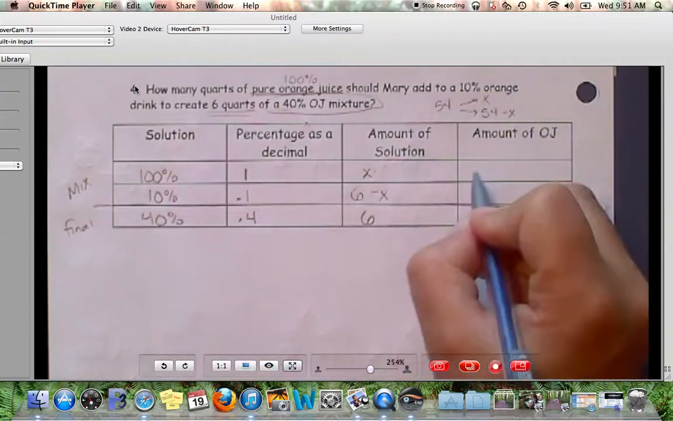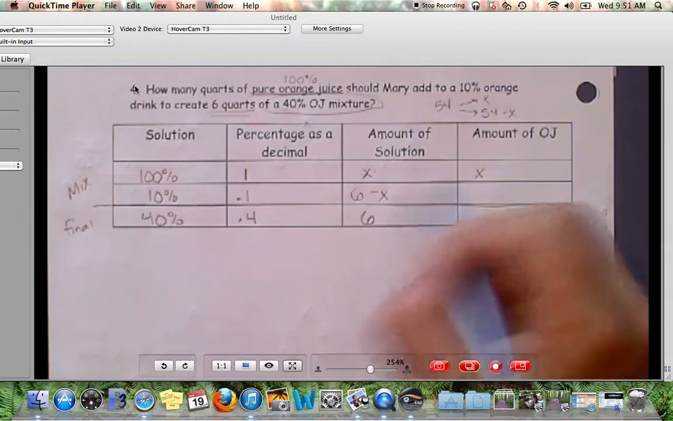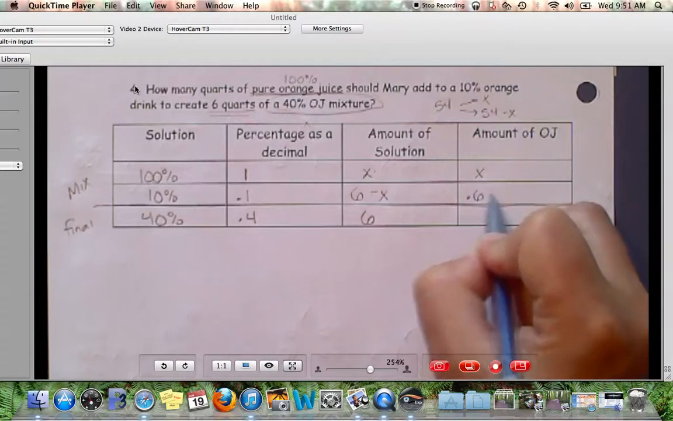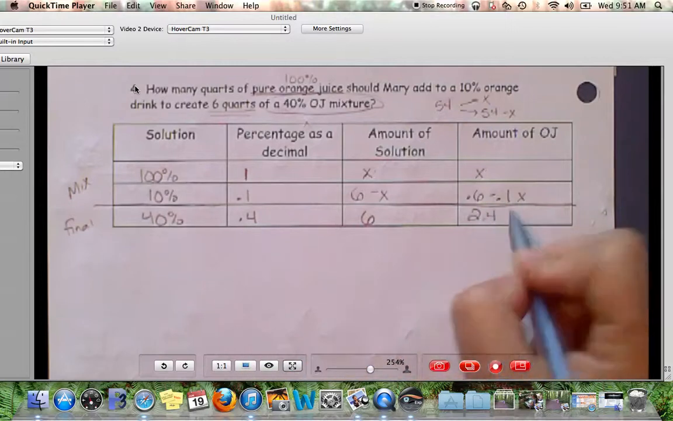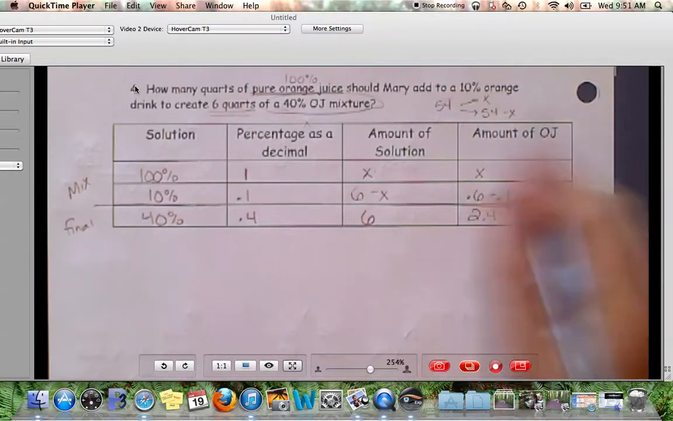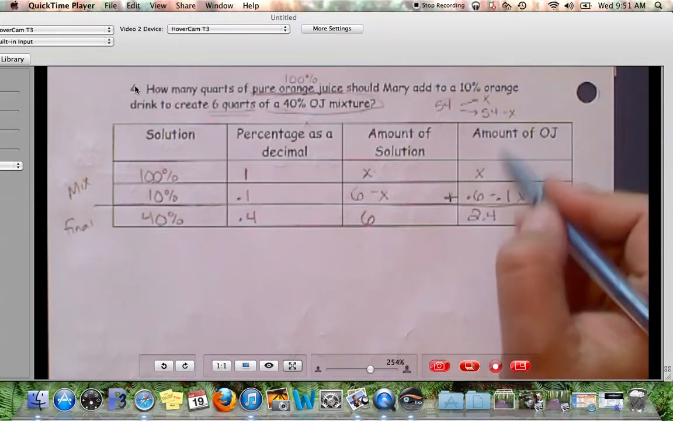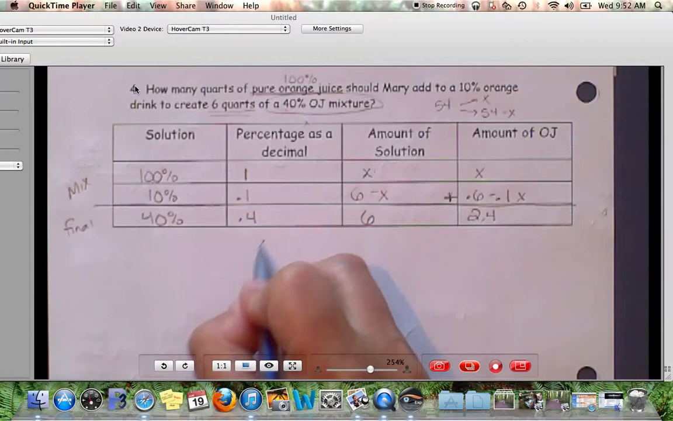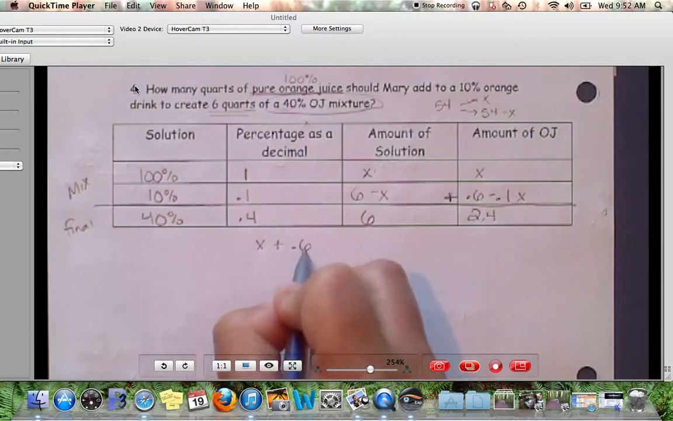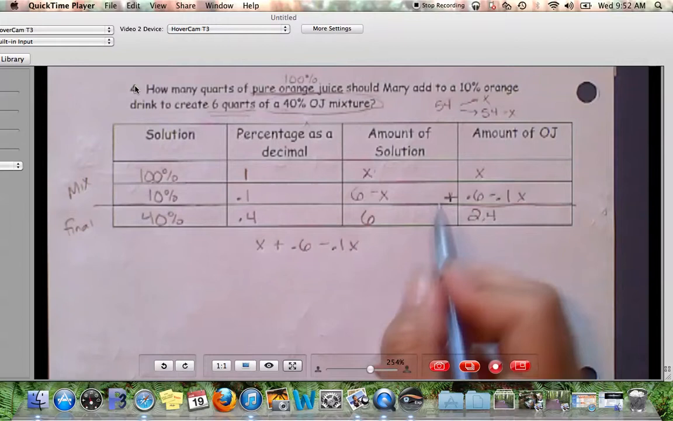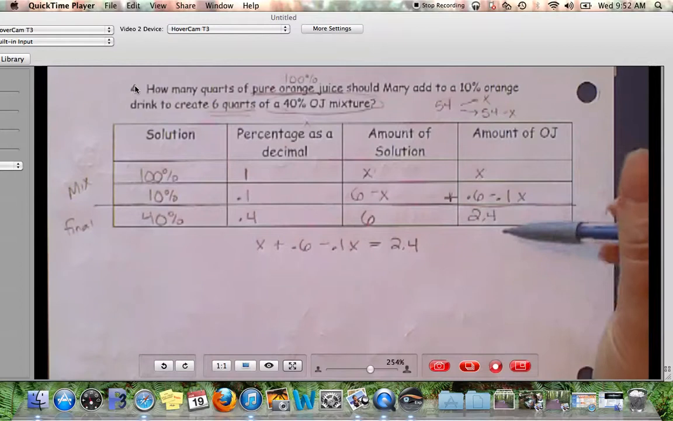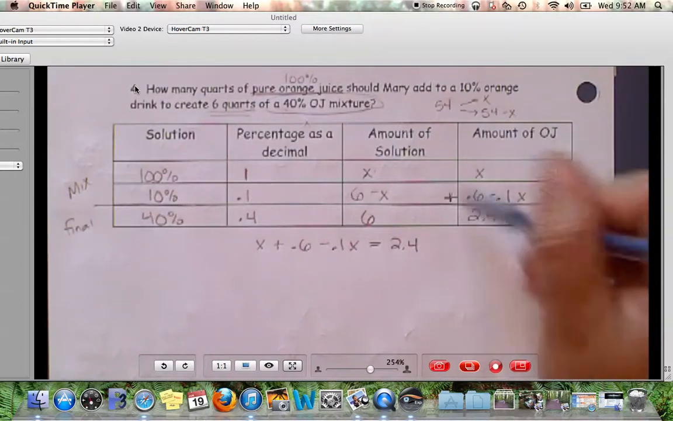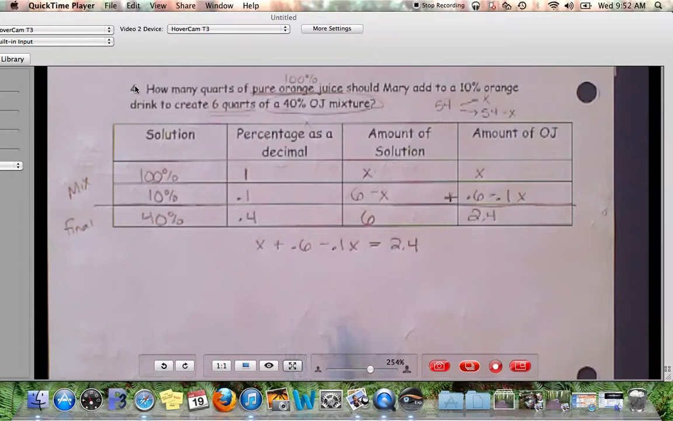Multiply across and we get 1x or just X. Here we get 0.6 minus 0.1x, and down here we get 2.4. So again, this is always going to be your equation. We add these two amounts together and set it equal to this one. So that, I guess, is one of the easy pieces in a mixture problem, because you always know where the equation is coming from. It's always going to be right here. Everything's in there.